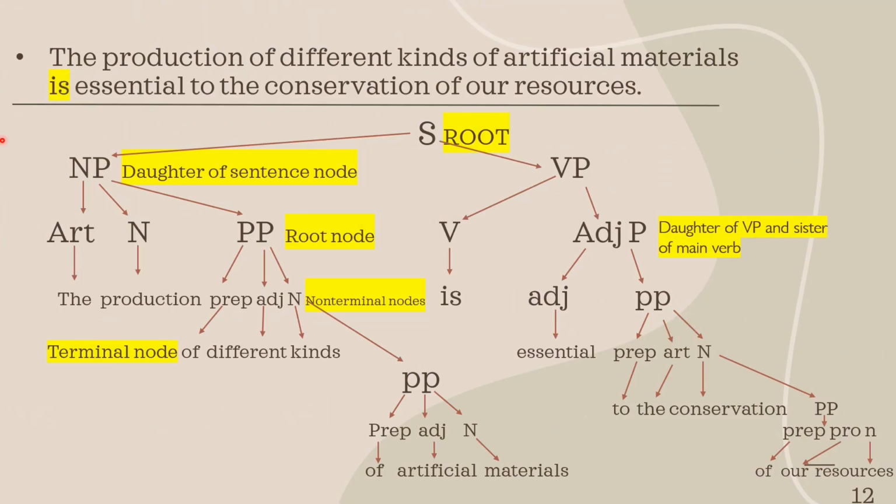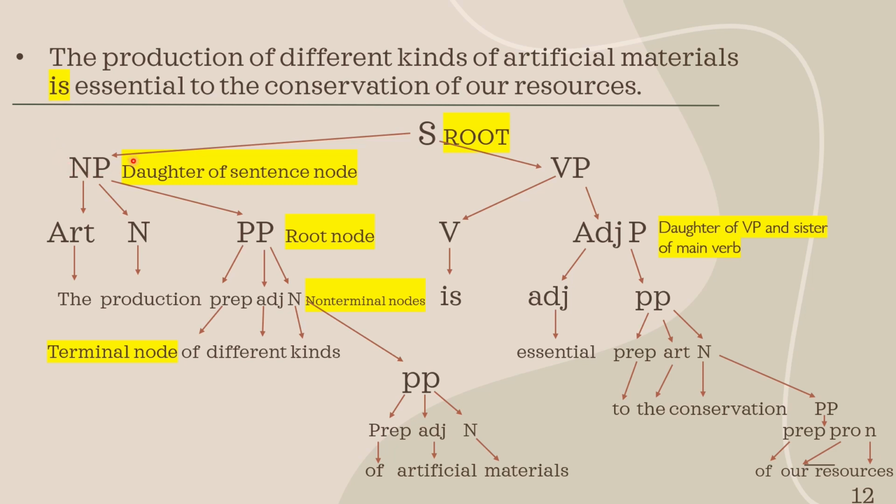An example is, the production of different kinds of artificial materials is essential to the conservation of our resources. This sentence is considered a simple sentence because it consists of only one verb, and there are no transformations in this sentence. When we apply the tree diagramming method on this sentence, it will be as follows. S is the sentence. It consists of a noun phrase and a verb phrase.